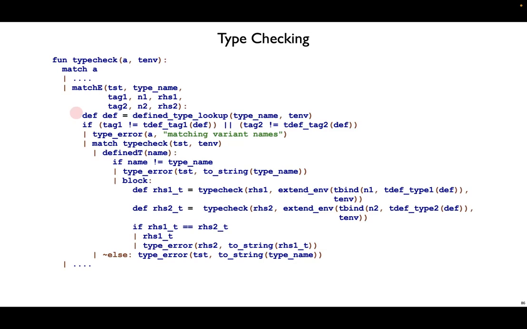Here's the full code for that. We've added a check that the variant names inside our type definition match the tag names that we have inside match. Then we go on to type check those right-hand sides. And finally, we need to know that the two right-hand side types match up. If we try to return different types, then for now, we'll raise a type error. And that takes care of match.